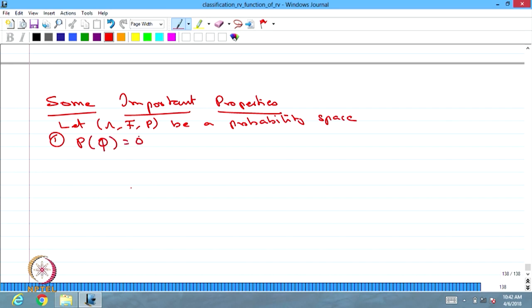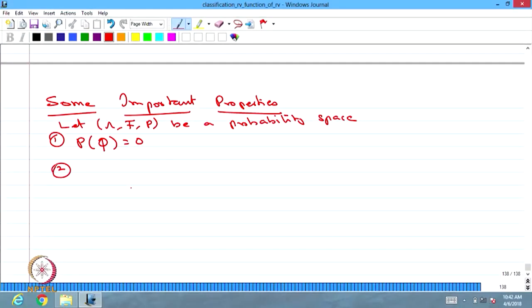In the probability space definition, we have P of omega is equal to 1. So one can prove P of empty set is 0, because the empty set is the complement of the whole set. The whole set probability is 1. Therefore, this probability is going to be 0.